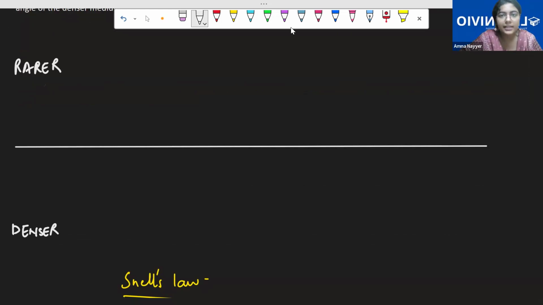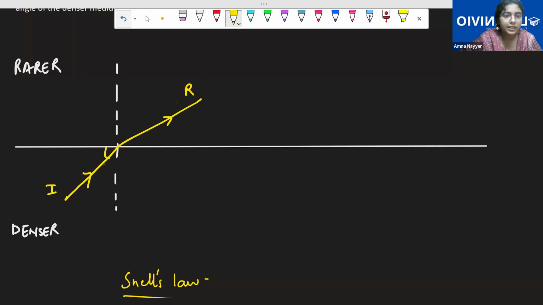All right. So let's say here this is the normal and the light ray travels from denser to the rarer medium. If this was supposed to be the path of the light, it will bend away from the normal like this. So this is our incident ray, this is our refracted ray, this is the angle of incidence, this is the angle of refraction. Till here, am I clear? Yes, ma'am.